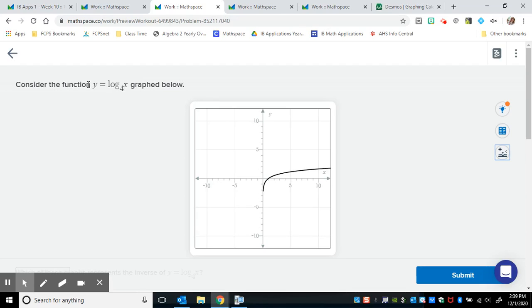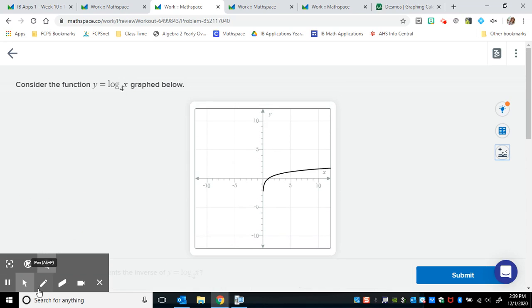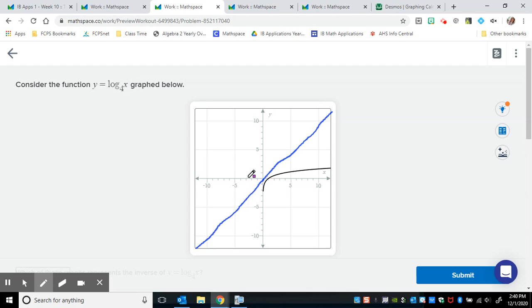Question number 2 says, consider the function log base 4 of x graphed below. And we are trying to figure out which one of these graphs represents the inverse of that function. So remembering that inverses reflect over the line y equals x, which I will try to draw in here. And if I reflect my function over that line, if I sketch it in, it would look something like this.